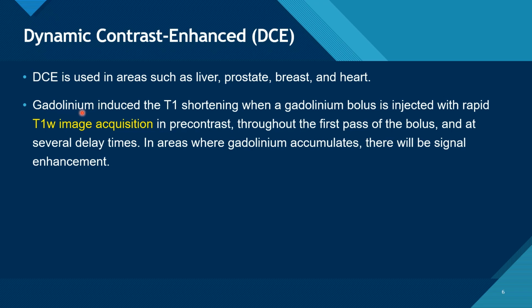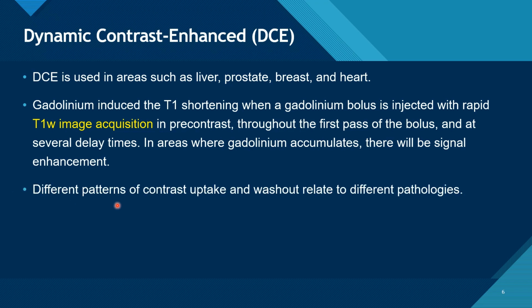Here, we manipulate the gadolinium-induced T1 shortening when a bolus of contrast is also injected in a rapid fashion, as we did with the dynamic susceptibility contrast, and we perform a T1 image acquisition instead of T2 with the dynamic susceptibility. In this case, we acquire our contrast injection in the pre-contrast phase through the first pass of the bolus as we did with susceptibility, and we also add several delay times. In areas where gadolinium accumulates, there will be a signal enhancement.